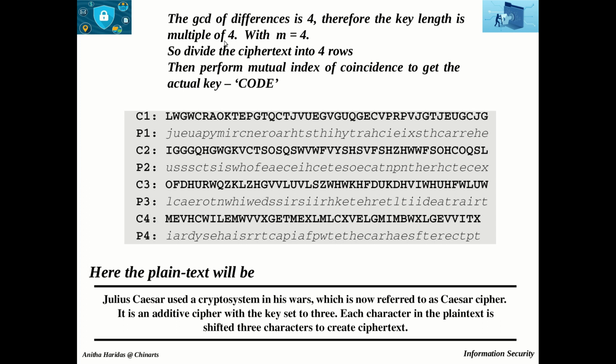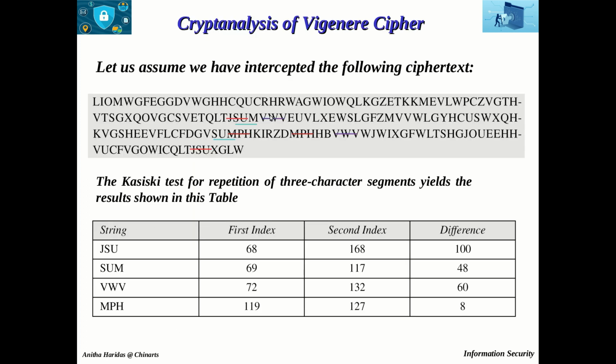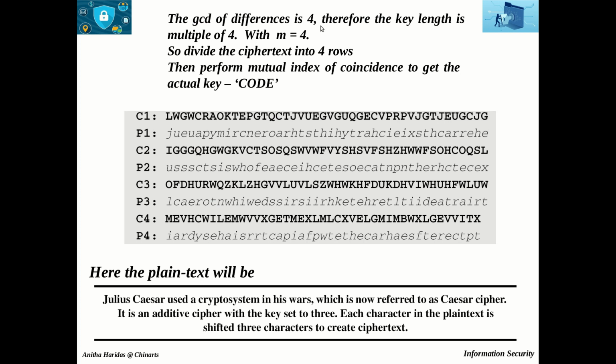So, if the greatest common divisor of these differences is going to be 4, the attacker assumes that the key length is a multiple of 4. So, with M value equal to 4, he divides the ciphertext into 4 rows. Then he is going to perform the index of coincidence to get the actual key, which is going to be the value code.